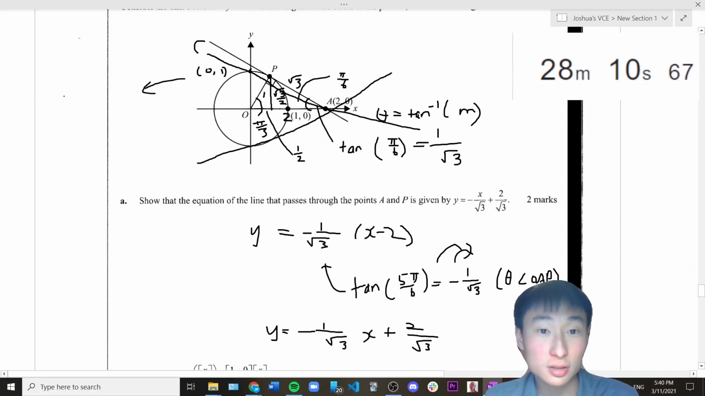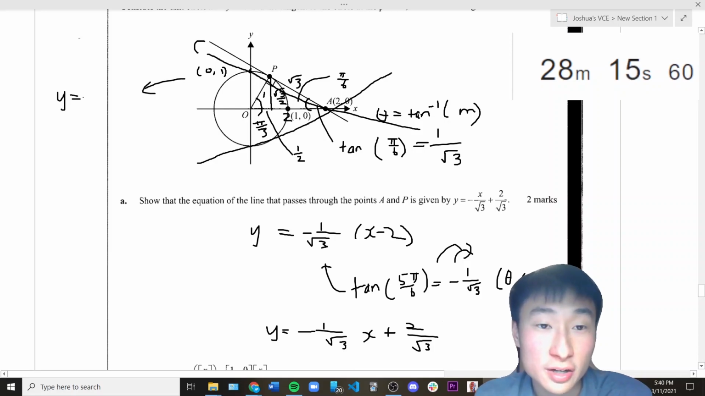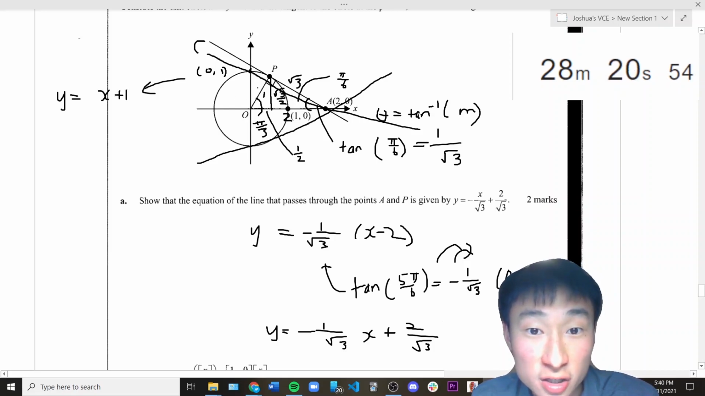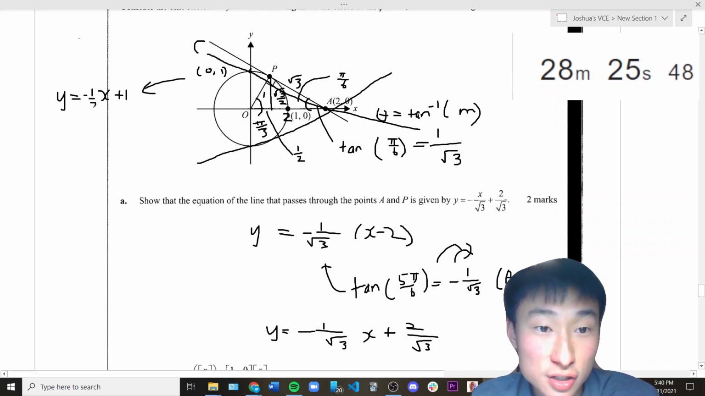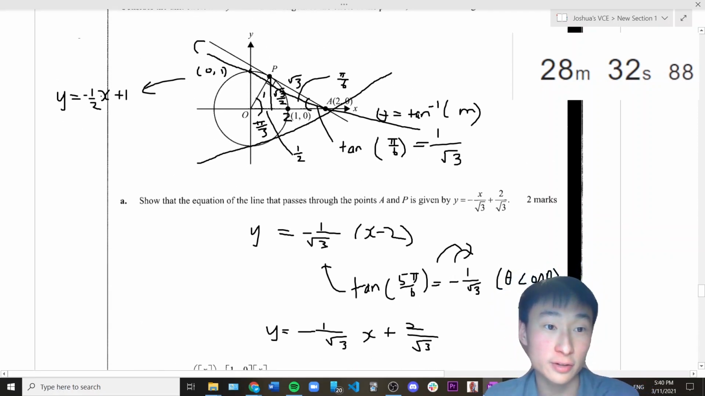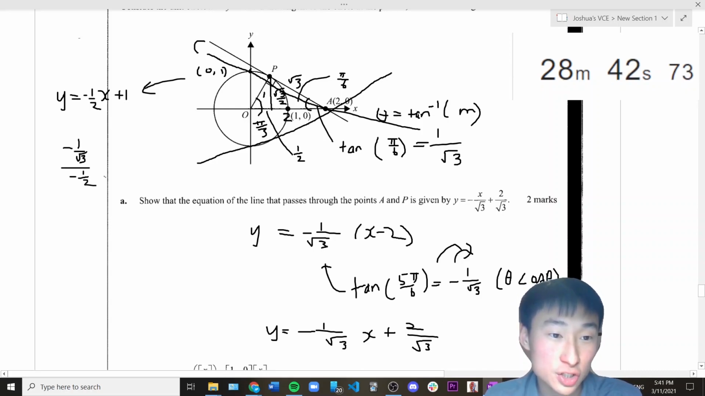The equation of this line is y is equal to x plus 1. The gradient is a change in y over a change in x, which is, in this case, negative a half. Just subbing those in to check, 2, 0. Yep, so it went from negative 1 over root 3 to negative a half, which means that the dilation factor is, oh, I hate this, negative 1 over root 3 over negative a half, which is 2 over root 3.